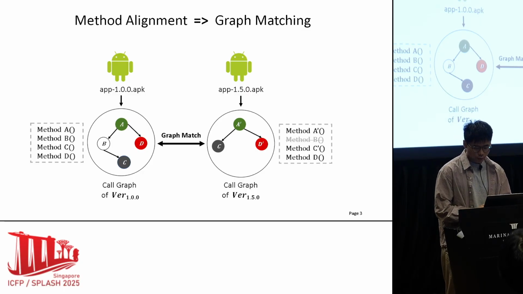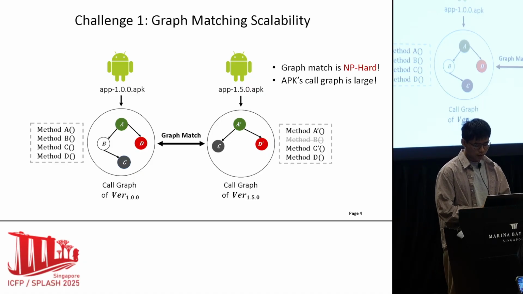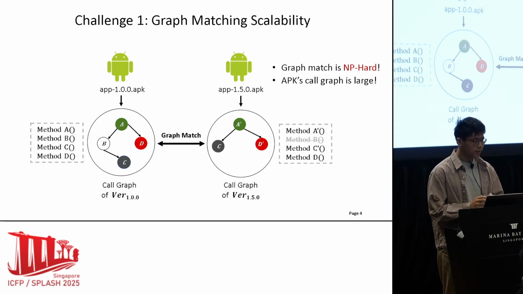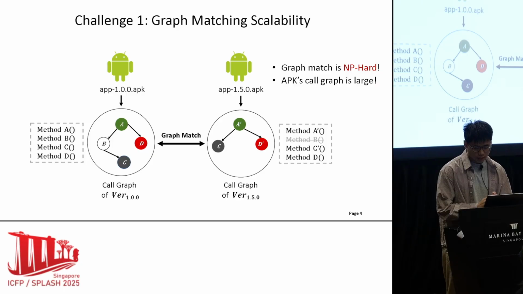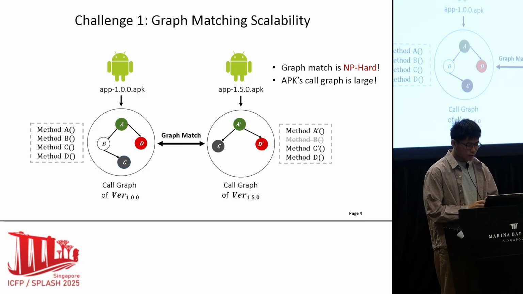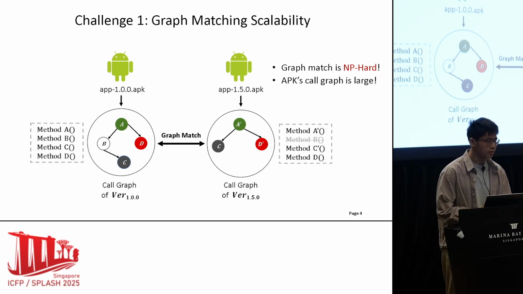However, this is where we run into our first challenge, scalability. Graph matching is well known as an NP-hard problem, which means that its complexity explodes as the graph size increases. Additionally, modern Android applications are massive, containing tens of thousands of methods, which means that trying to match these large graphs is computationally infeasible.